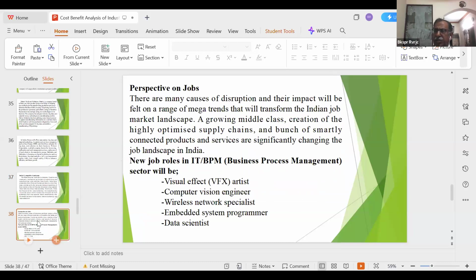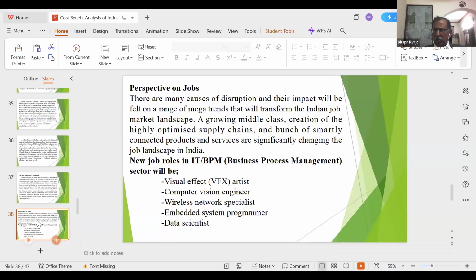Perspective on jobs through this Industry 4.0. There are many causes of disruption and their impact will be felt on a range of mega trends that will transform the Indian job market landscape. A growing middle class, creation of highly optimized supply chains, and a bunch of smartly connected products and services are significantly changing the job landscape in this country.